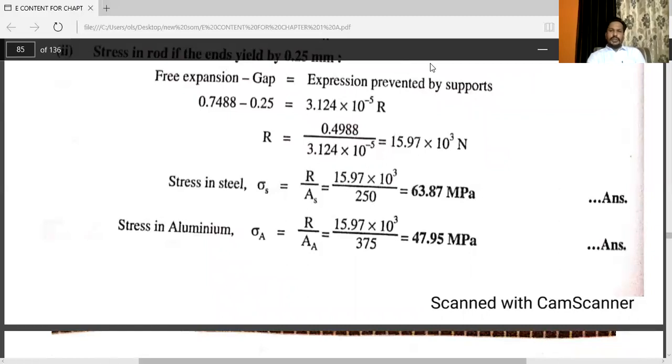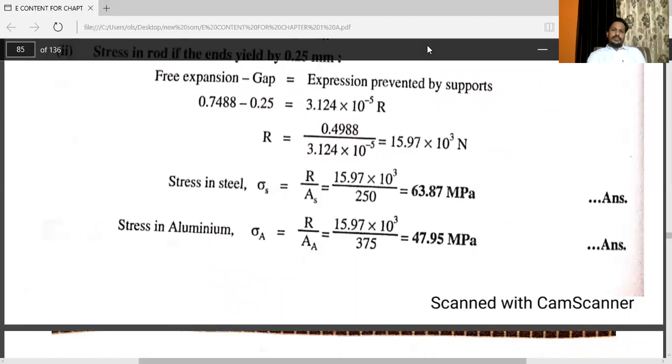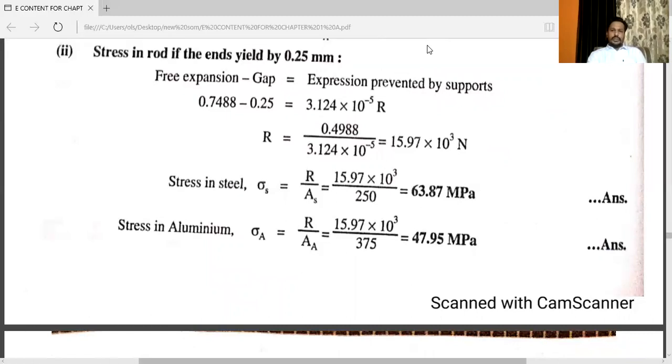See, in this video, we completed thermal stresses. In the next video, we will see another topic from the same chapter, that is principal plane and principal stresses.